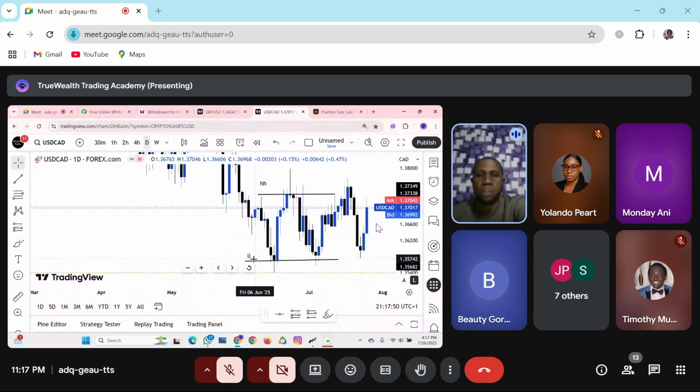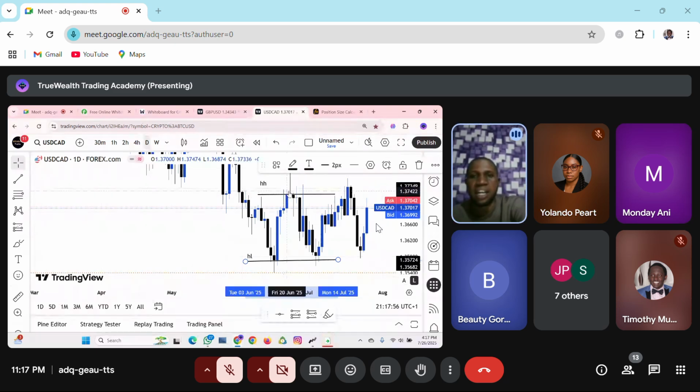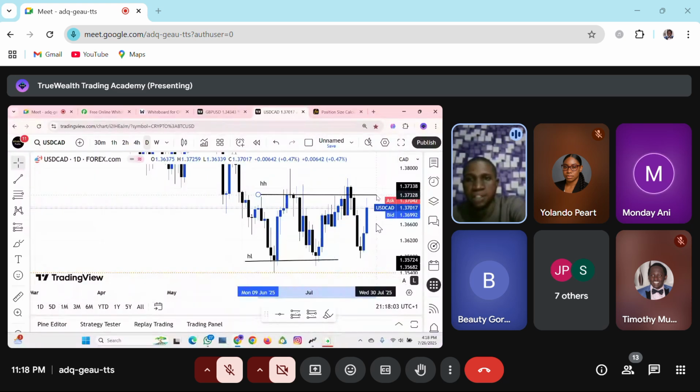And we turn here to what? Higher low, right? So this is what? Higher high and what? Higher low, right? Now look at this carefully. Are you looking at it?